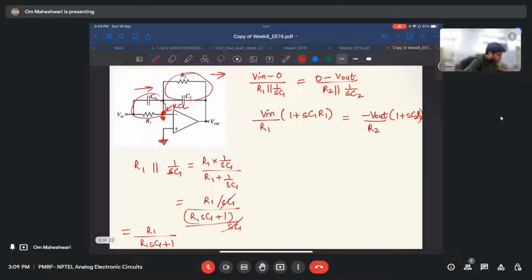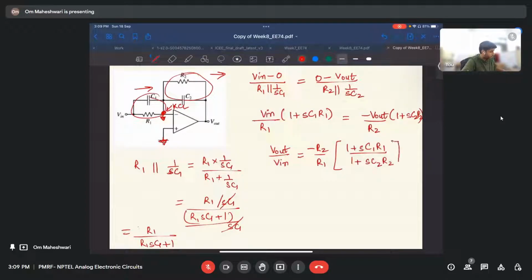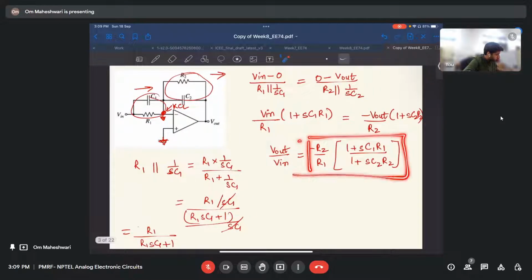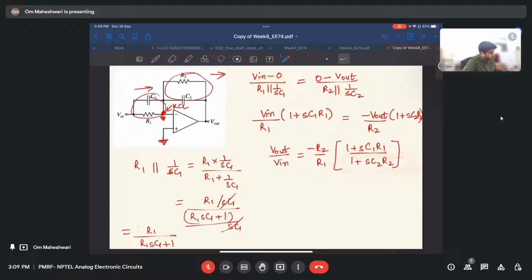Okay, so V out by V in equals minus R2 by R1 times (1 plus SC1 R1) by (1 plus SC2 R2). So this is our transfer function. To find the pole, we need to equate the denominator to 0. So when we do that, 1 plus SC2 R2 equals 0. So S equals minus 1 by R2 C2, this is the pole.